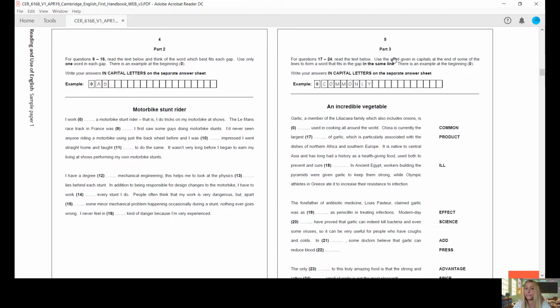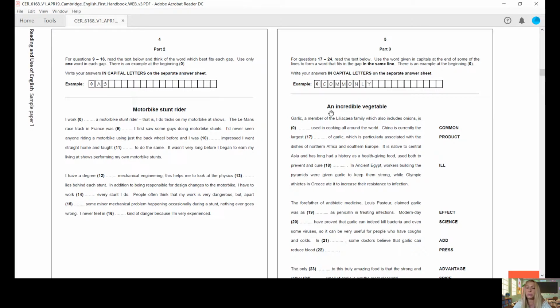Moving on to part 3, for questions 17 to 24, read the text below, use the word given in capitals at the end of some of the lines to form a word that fits in the gap in the same line. There is an example. So what do we have here? We have a word, okay? And you have to change this word so that the word fits in the sentence.